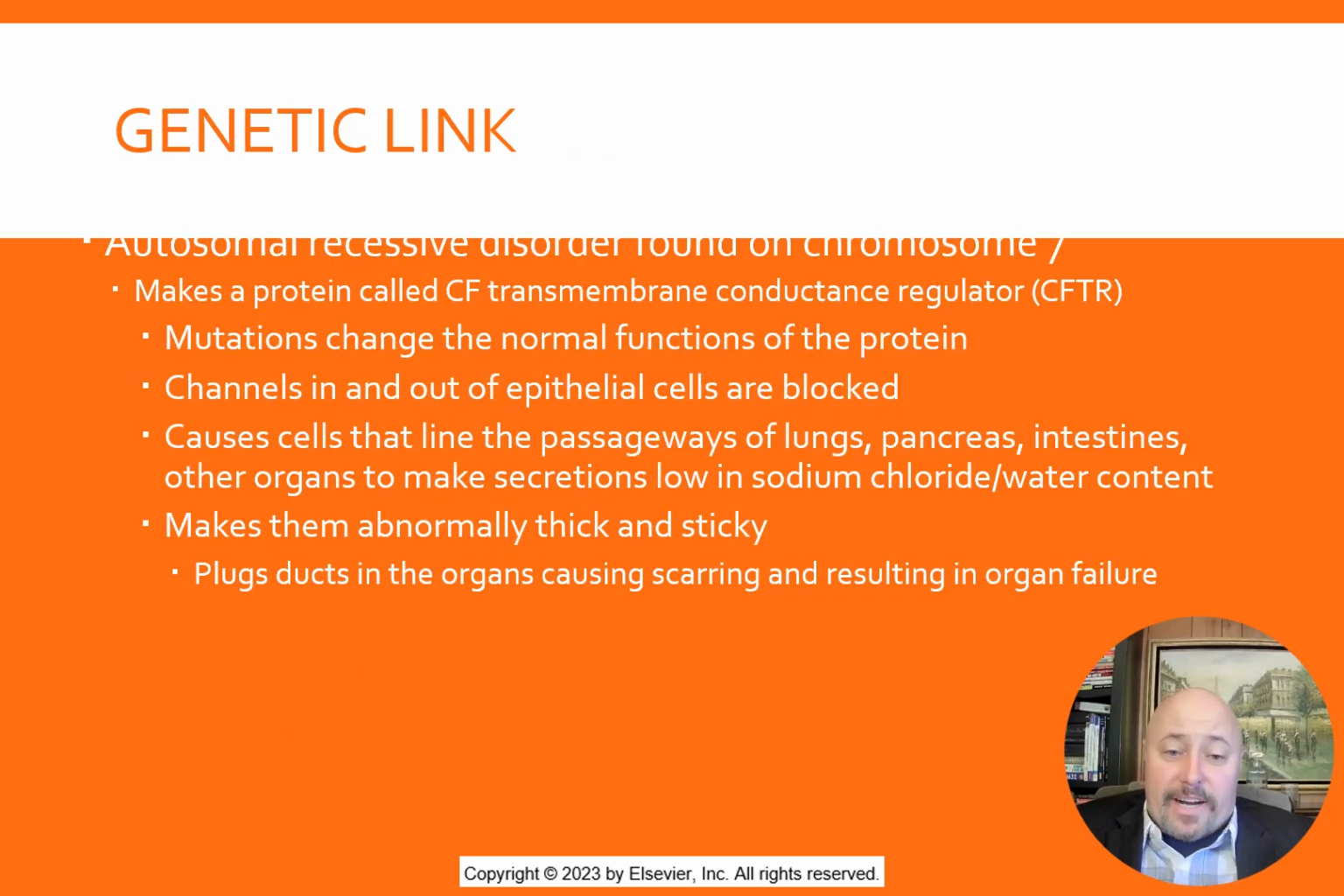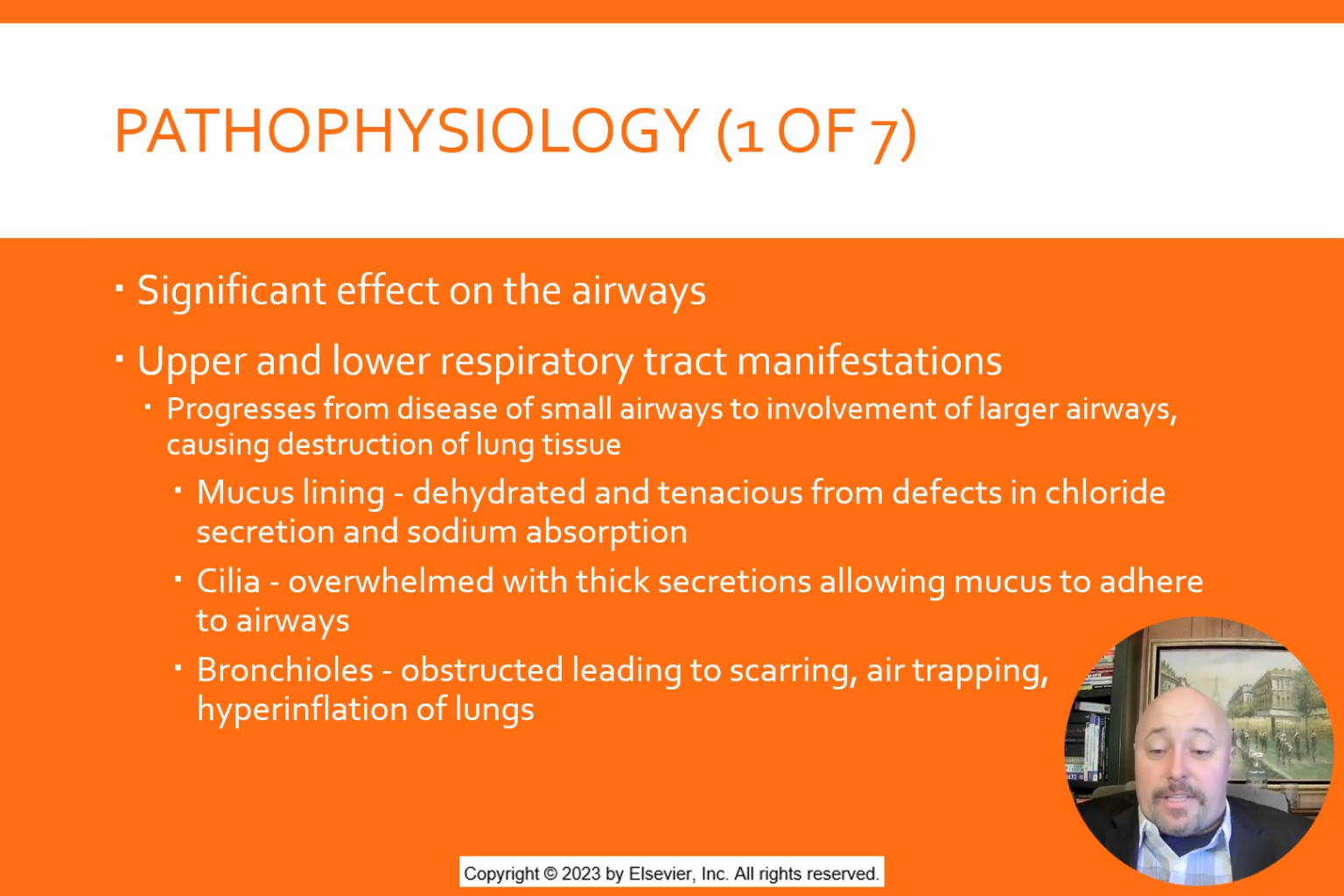There's also a genetic link, as the autosomal recessive disorder found in the chromosome makes a protein called CF transmembrane conductance regulator. These mutations change the normal function of the protein. The channels in and out of the epithelial cells are then blocked, causing the cells that line the passageways of the lungs, pancreas, intestines, and other organs to make secretions low in sodium chloride and water content. This results in a mucus that's abnormally thick that plugs the ducts in these organs, causing scarring and even resulting in organ failure. As you can imagine, this has a serious, significant effect on the airways.